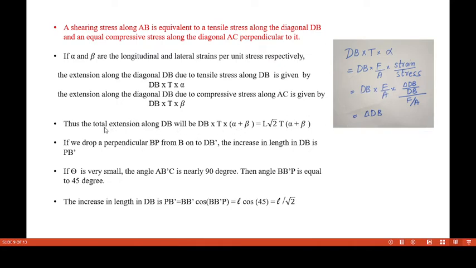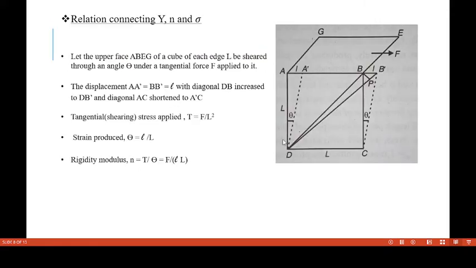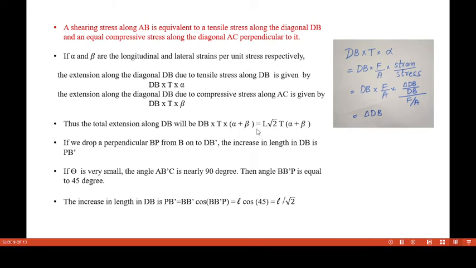Now the total extension along dB will be the sum of these two terms, the terms caused by the tensile stress along dB and a compressive stress along AC. So these two terms can be added, and finally we will obtain dB into T into alpha plus beta. You know dB is nothing but L root 2. If L is the side, this diagonal will be L root 2. L root 2 times T into alpha plus beta.